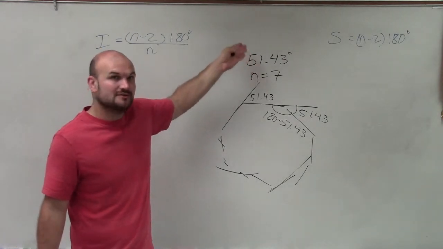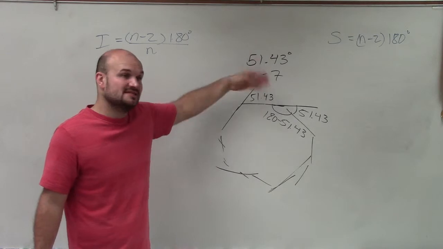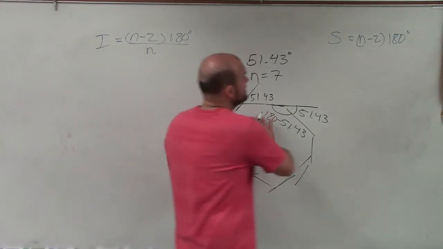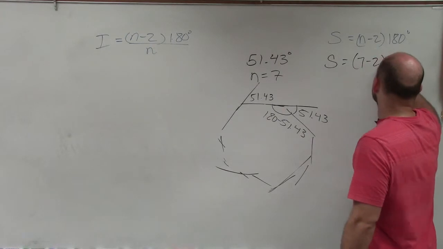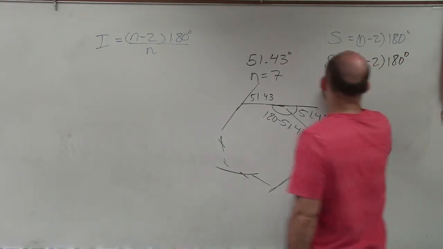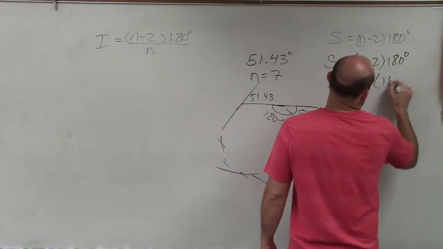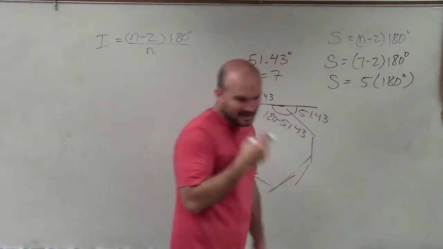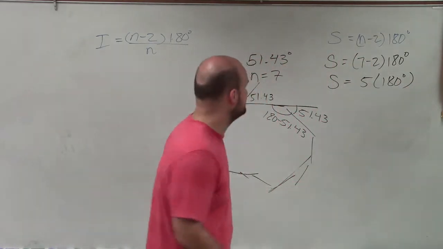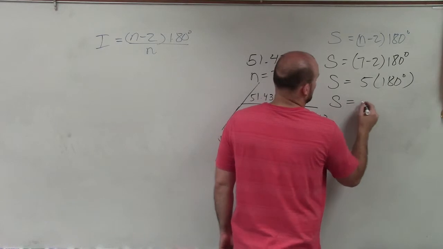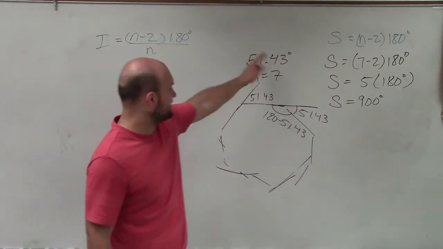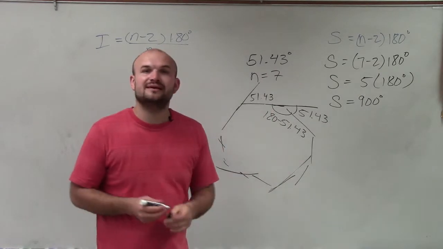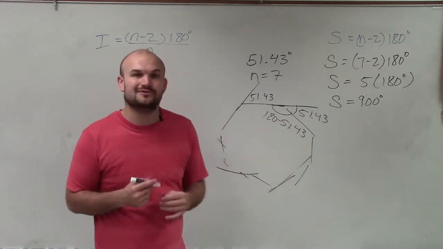Take your exterior angle, divide it into 360. That's going to tell you how many sides you have. Since we now have 7, all I need to do is plug that into my formula. And then 7 is going to be 900. So when you have an exterior angle of 51.3, the sum of your interior angles will be 900.